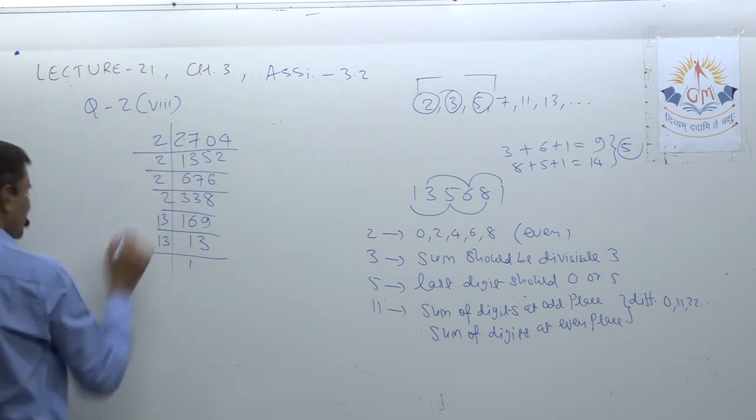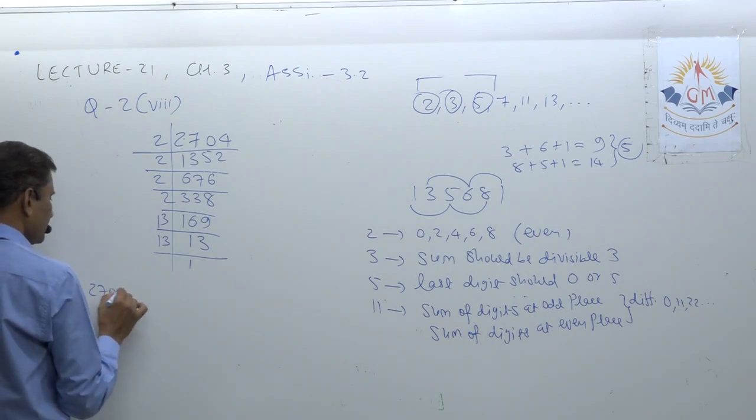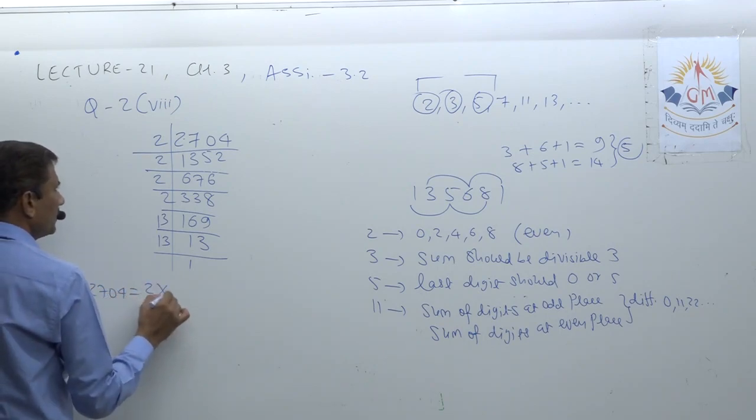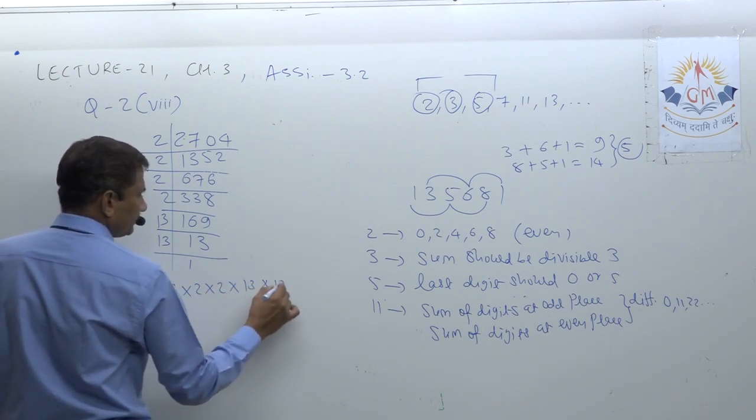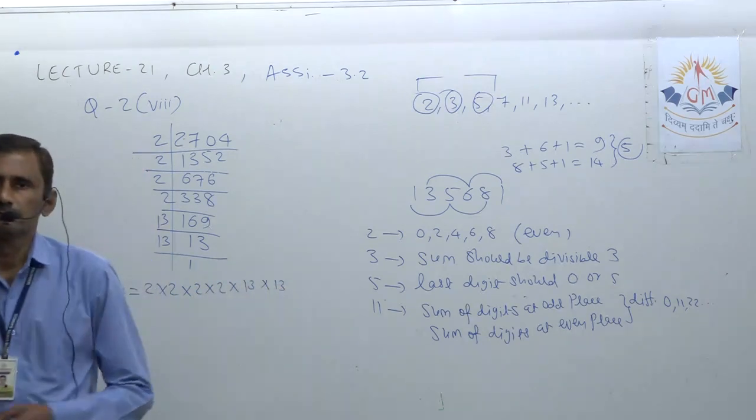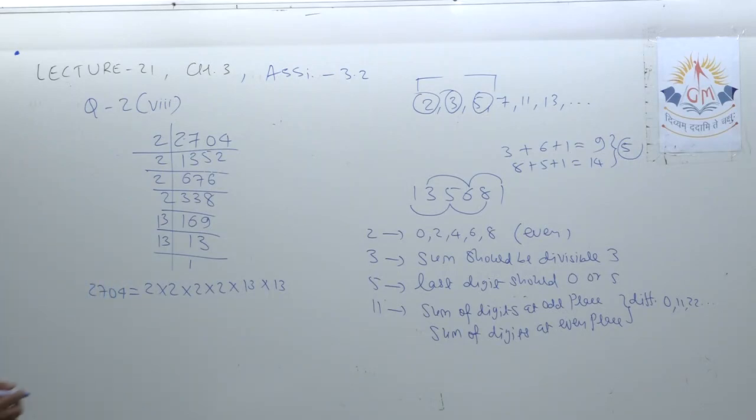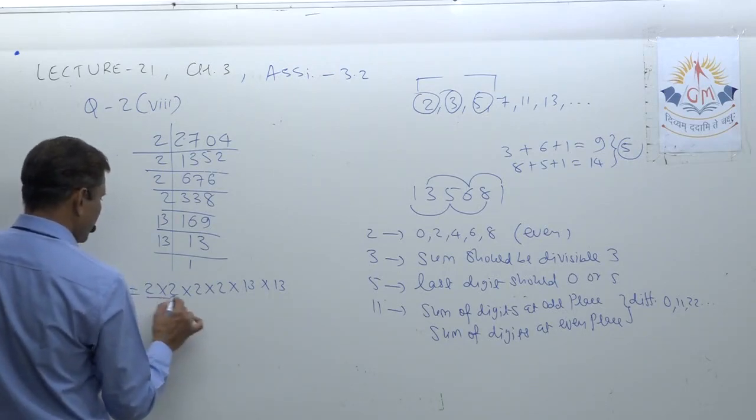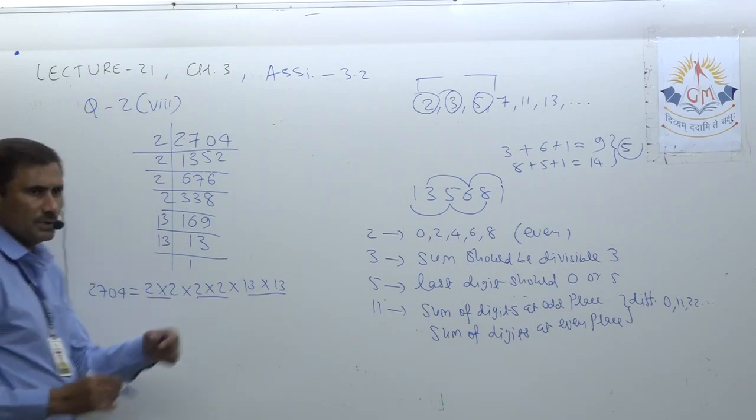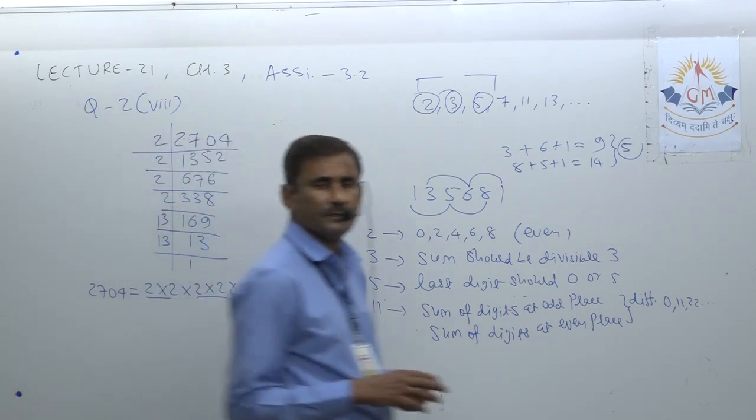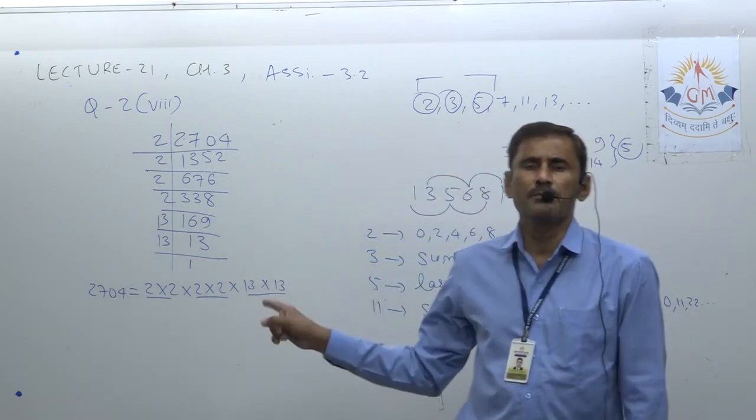So now just write down the factors here. 2704 equals 2 into 2 into 2 into 2 into 13 into 13. Okay. Now make pairs here. Make pairs of two numbers. Obviously it will be in pairs.